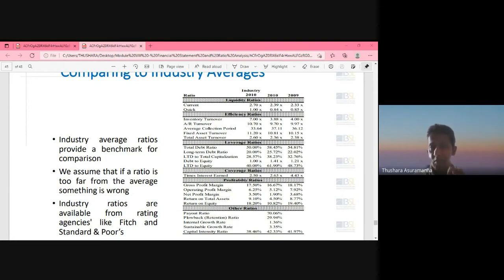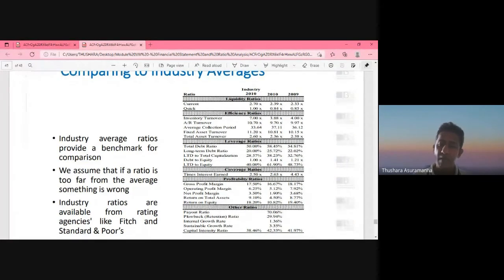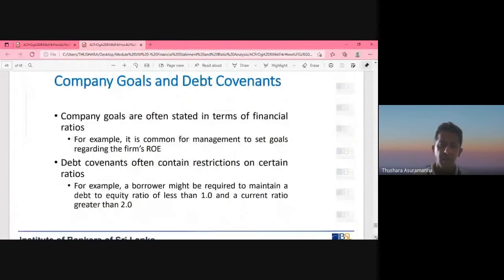But it is good to have industry average numbers with us, right? So if we can find out the industry stats in a given scenario, it is good for us to understand, for your comparison purpose. So that's basically number 2, advantage or the uses of the ratios. Then we move to number 3, company goals and debt cover. 3 and 4 basically.